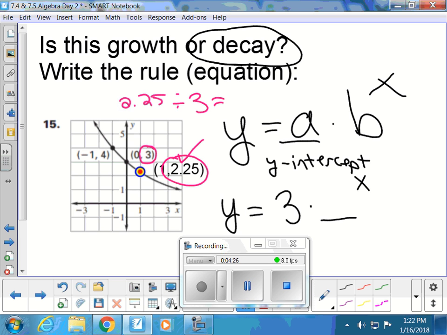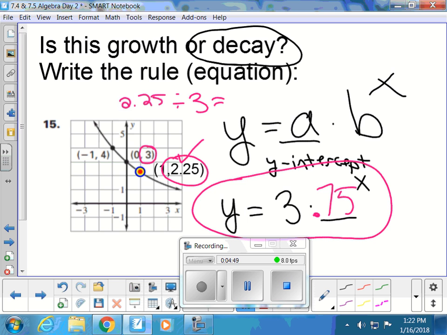And what is 2.25 divided by 3? Yeah, and that's going to be your growth factor. And I can check, yep, that growth factor is a number between 0 and 1, so it would lead to decay. And this particular one you could check is 4 times 0.75 going to give you 3. You can check that. And it does, so you got it right.